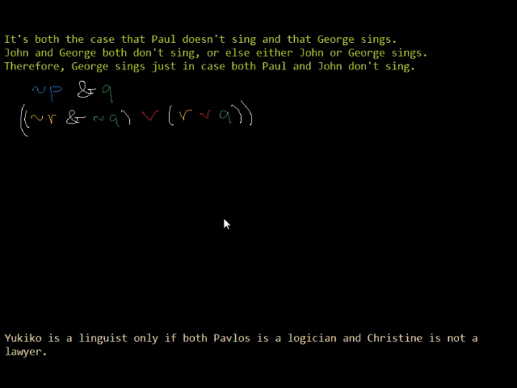So let's go to the final conclusion. Therefore, George sings. George sings just in case both Paul and John don't sing. And that's the same thing, again, as neither Paul nor John sing, but we'll treat it as not R and not Q, because that's kind of closer to how it's phrased in the question.